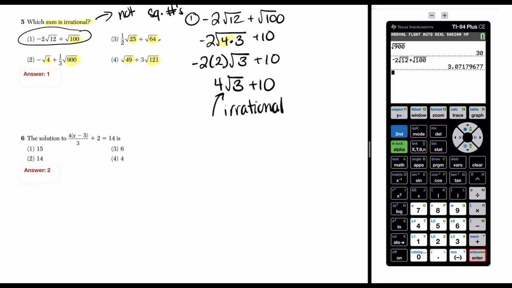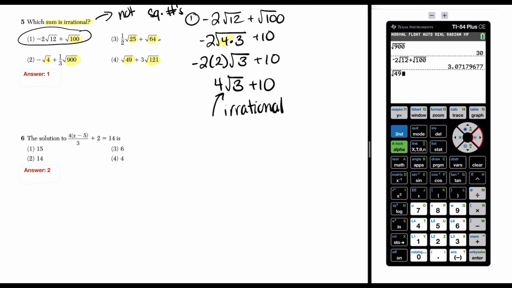3.07179677. So it keeps on going, and there's no pattern here. This is a non-terminating, non-repeating decimal. That is irrational. And you could have taken any of the other ones and typed it in. Let's say, for example, you're typing in number 4. You can do the same thing. You would just type it in, and you can just verify.